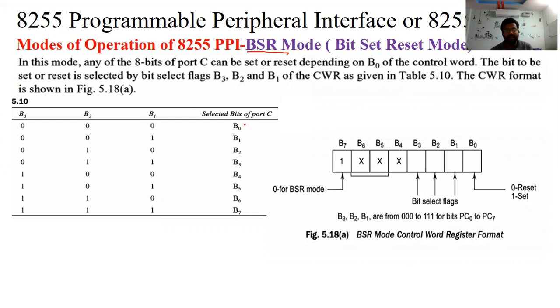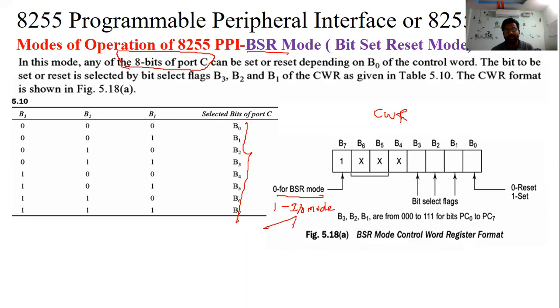Now see this. In this mode, only port C is worked. Remember, this is an 8-bit port. Only port C of 8 bits is worked. Now see this, this is the CWR. In this CWR register, this bit is equal to 0, so it is BSR mode. If it is 1, it is the input output mode.